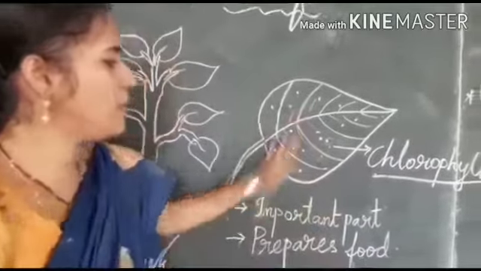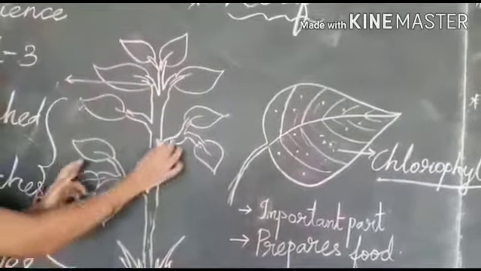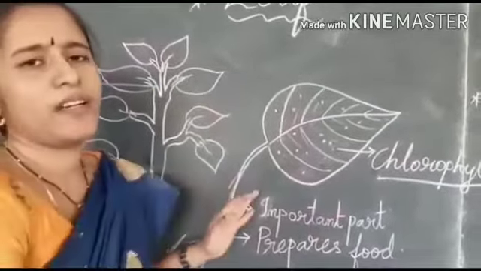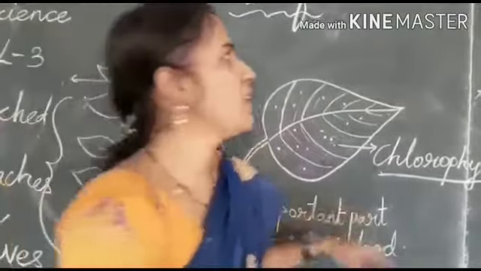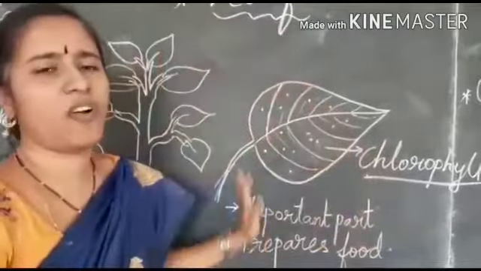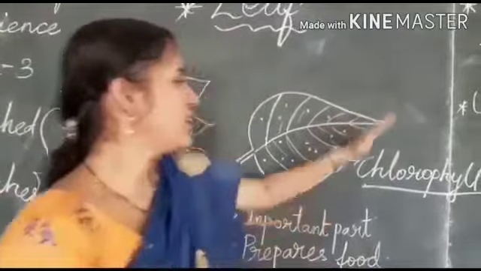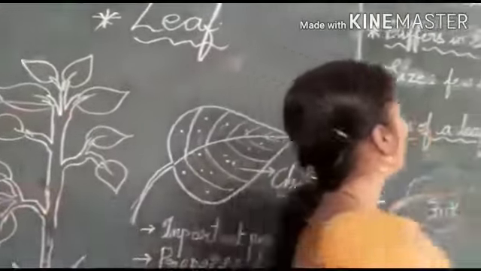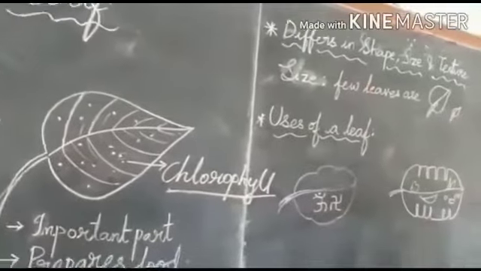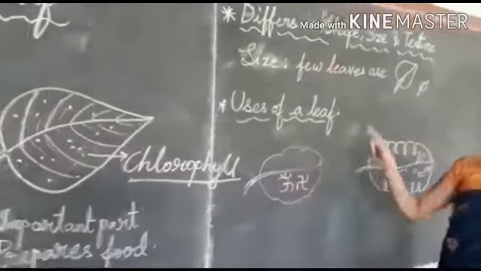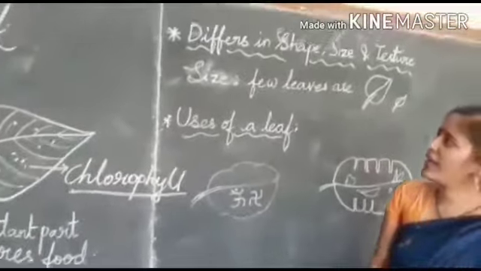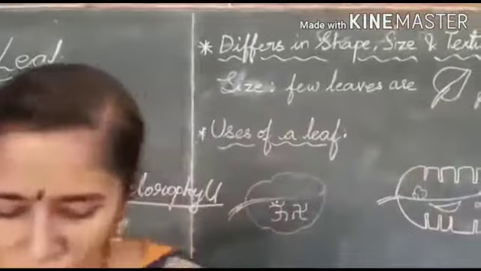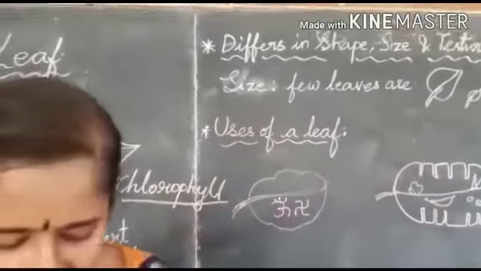Next, this is an important part for the plant. Leaves play an important role in preparing food for the plant. Okay, now you understood all the functions and how the leaf plays an important role. Now we will go to how leaves differ in shape, size and texture. Okay, so now I will show you a few leaves.